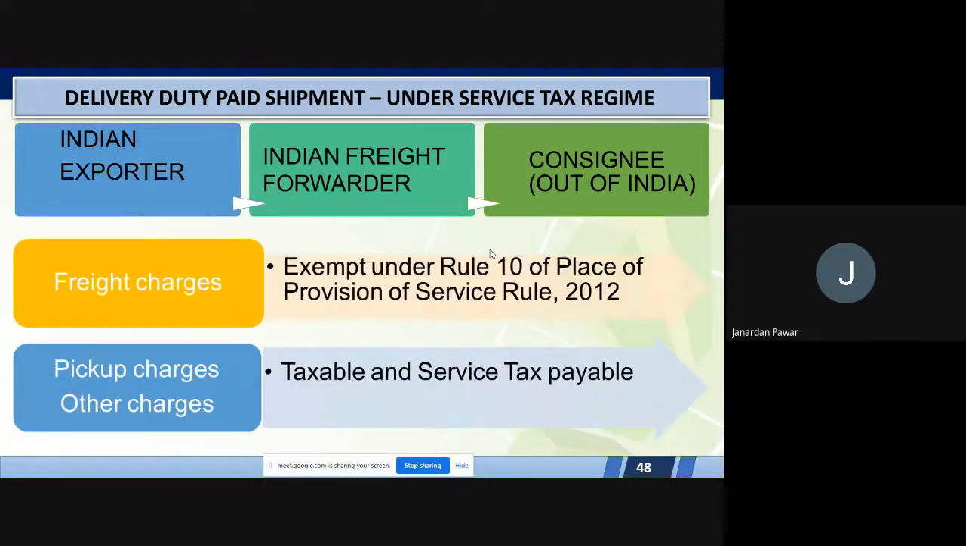So here is something, just look at this. An animation is given here. If you look at this, the Indian exporter, the person who is exporting from India, is called the Indian exporter. Then the Indian freight forwarder. The role of the forwarder starts when the role of the exporter is over. Then the consignee, the person who is there to receive the goods or services outside India on behalf of the exporter of India in the other country. That is called the consignee, who is out of India, no doubt at all.